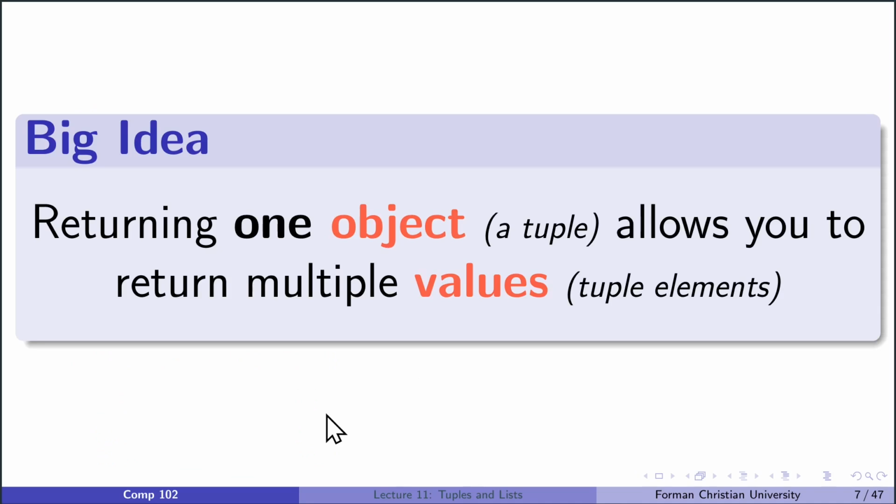All right, so here's the big takeaway. By returning one object, a tuple, you can effectively return multiple values. This is a pattern that you'll use all the time. Whenever a function needs to give back more than one piece of information at a time, you just pack all the values in a tuple and return that.